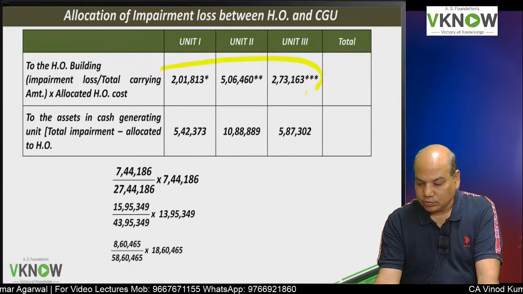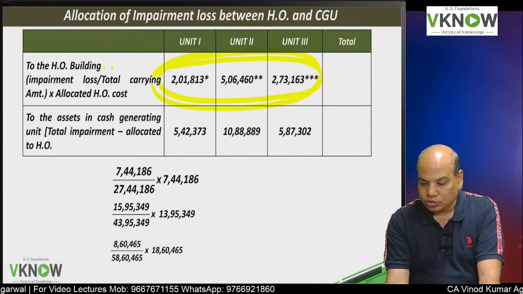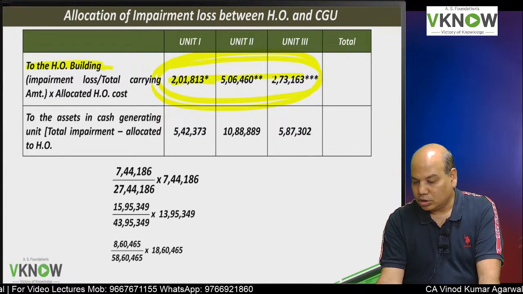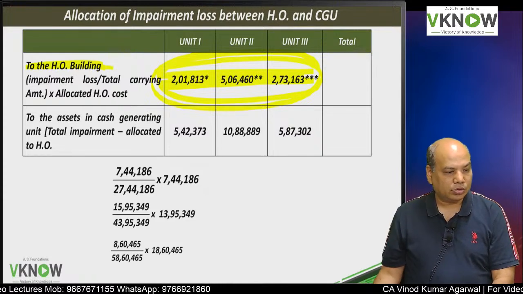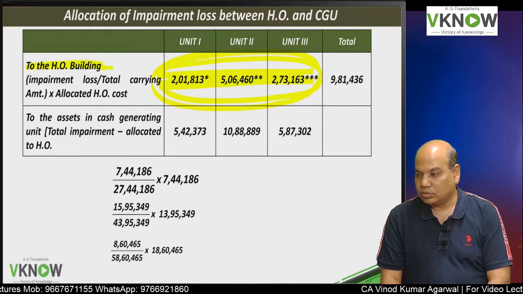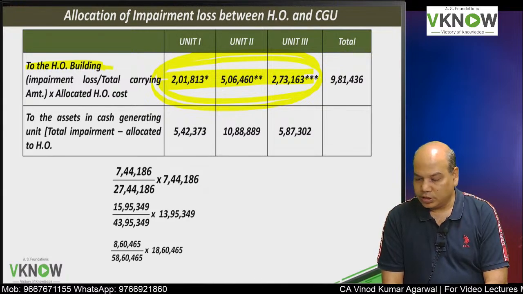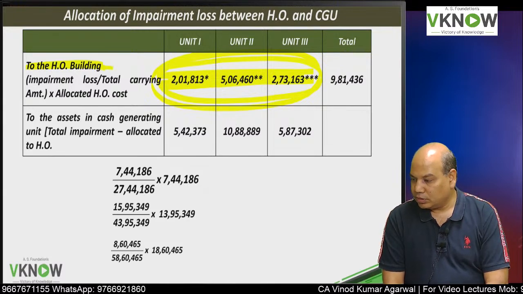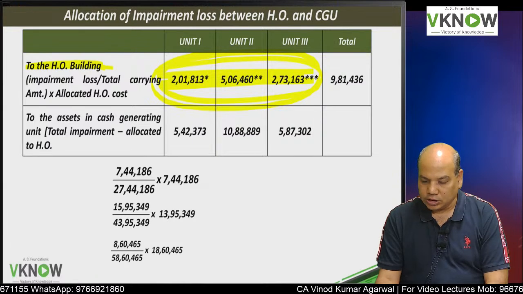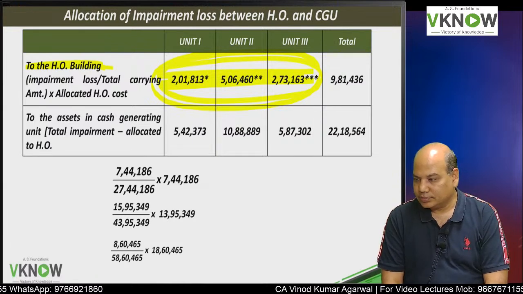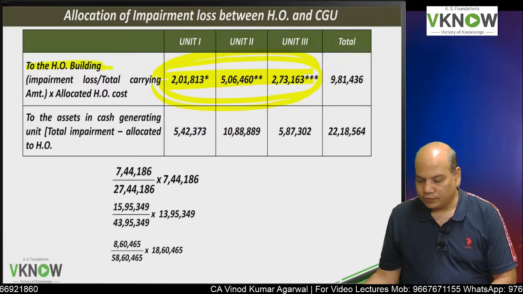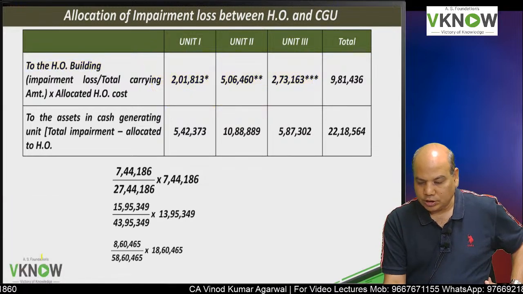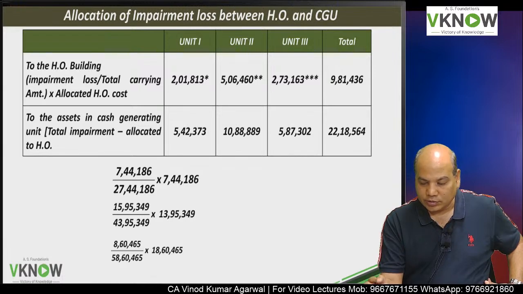Take the total allocated to HO building. Take the total of these three numbers, and it comes to 981,436. Take the total of assets: 22,18,564. So I'll just summarize.